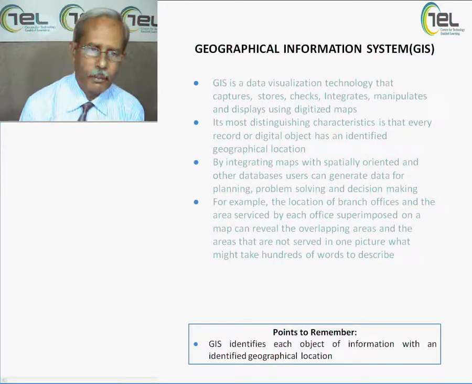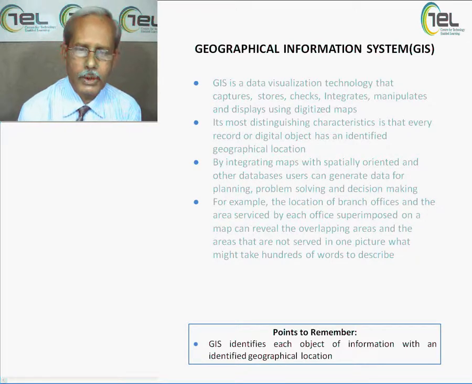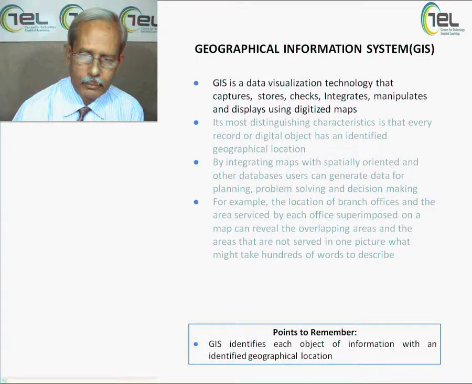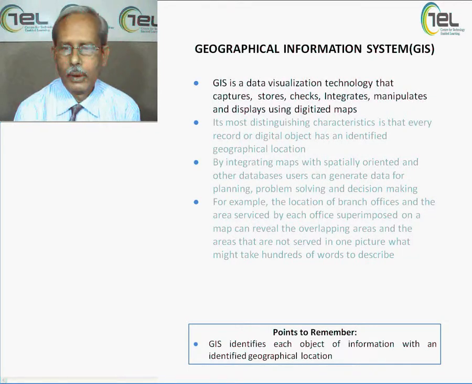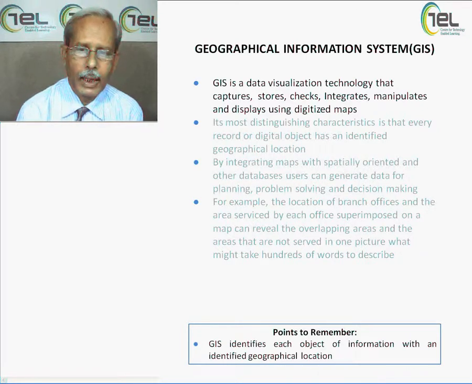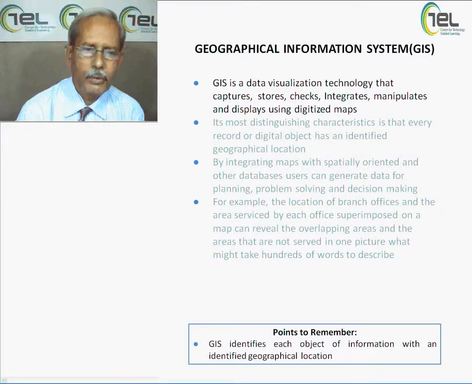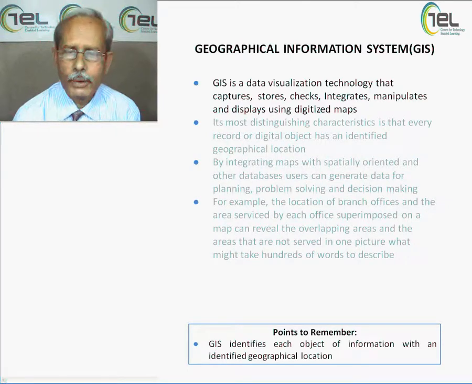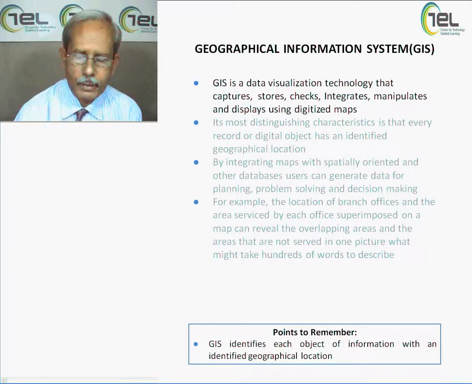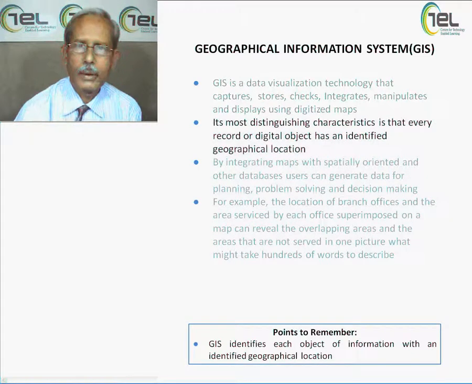Now, another kind of information system is the geographical information system, or GIS. GIS is a data visualization technology that captures, stores, checks, integrates, manipulates, and displays data using digitized maps. So it helps the information to be visualized by the user, because the most important characteristic is that every object is identified by a geographical location connected to it.